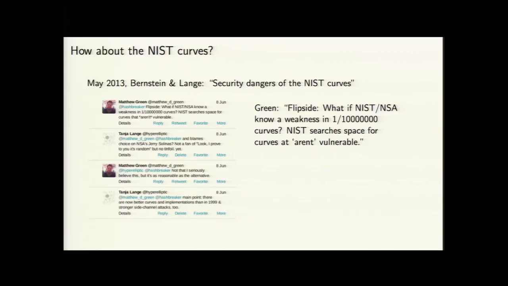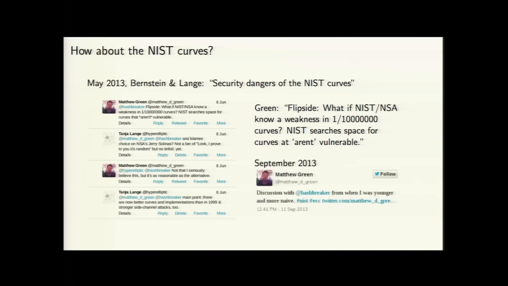Now, we put those slides online, and sure enough, Matt Green pops up and says, well, what if NIST or NSA know a weakness instead of, we think they have a trapdoor? He says, oh, a weakness. NIST might be nice to us and actually want to protect us. This was May. In September, he tweets saying the discussion was hashbreaker from when I was younger and more naive, pointing to this discussion.